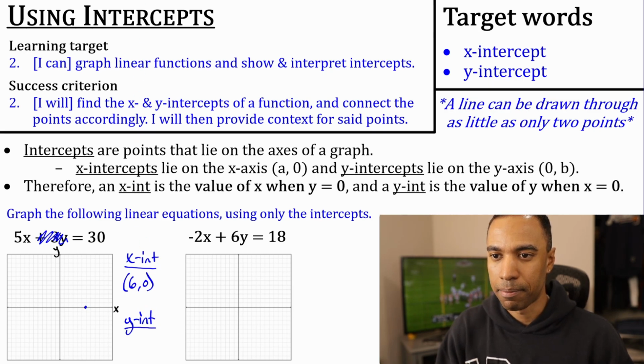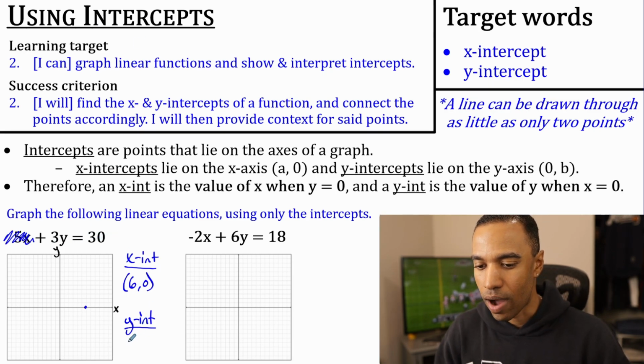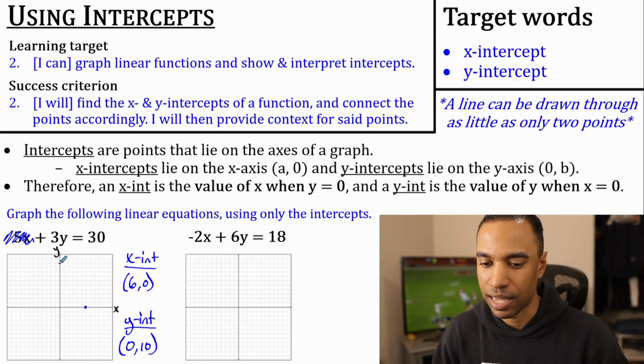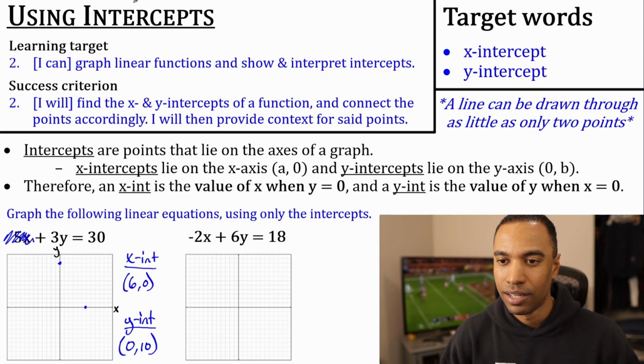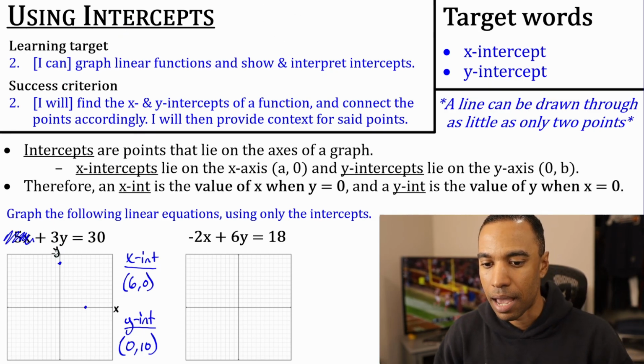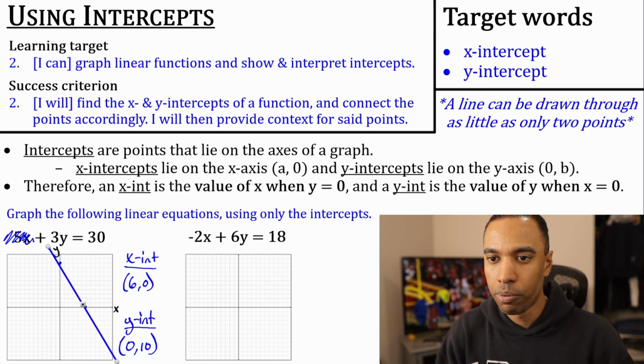Y-intercept. This time I'm going to set x equal to 0. 3y equals 30. Divide by 3. Y equals 10. So when x is 0, y is 10. 2, 3, 4, 5, 6, 7, 8, 9, 10. Then go up right there. These 2 points make a line. If you had a ruler, that would be fabulous. I'm going to use my line tool and draw that line right there. Boom. 2 points make a line.